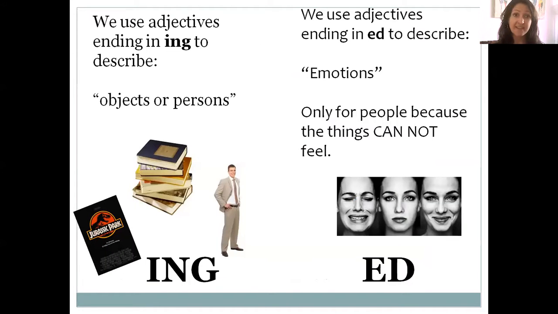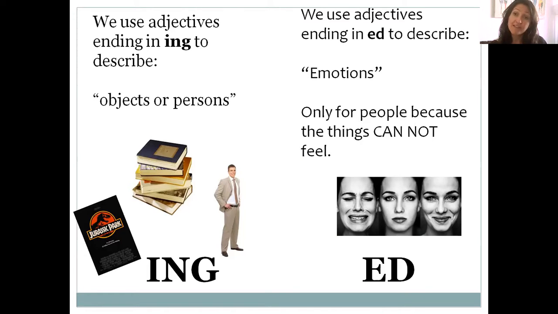So, to summarize, we use adjectives ending in -ing to describe objects or people. Yes, we can describe both. A person can be interesting, because they made me feel like that, or a book can be interesting. So we can refer to people or to objects. We use adjectives ending in -ed to describe emotions, only for people, because things cannot feel. So this is the main difference.